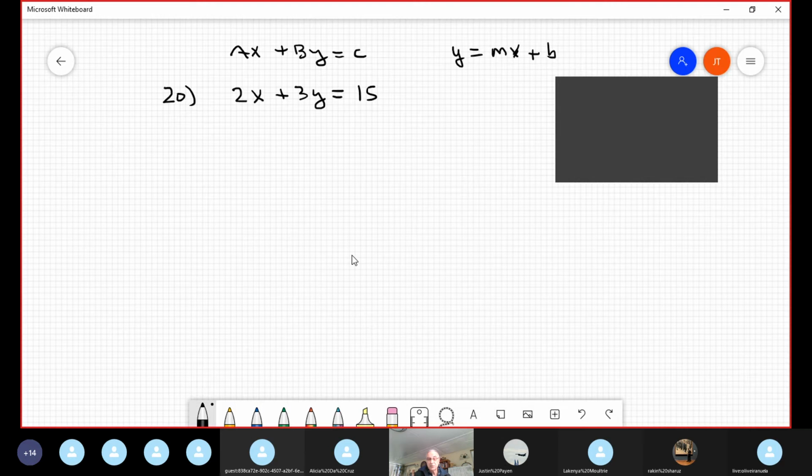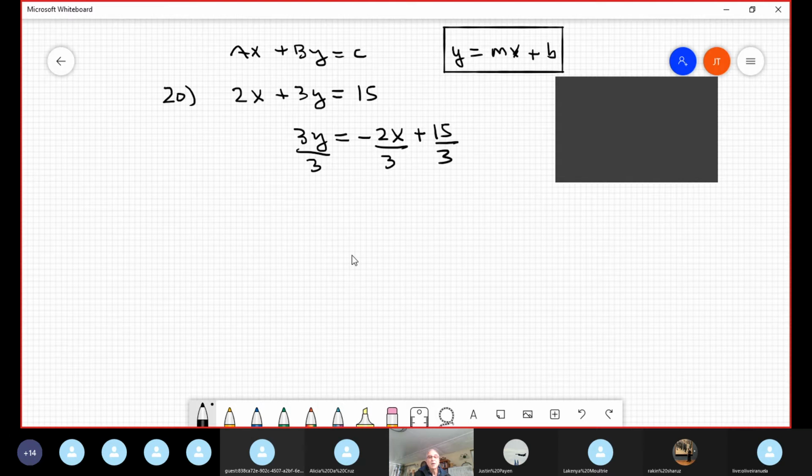Okay, but what's the problem? No problem, because I can transform it to that format. How? You solve for y. So you copy 3y, bring down. I move 2x to the other side, minus 2x plus 15, and divide by 3. And y alone is equal to minus 2/3 x plus 5, because 15 divided by 3 is 5.